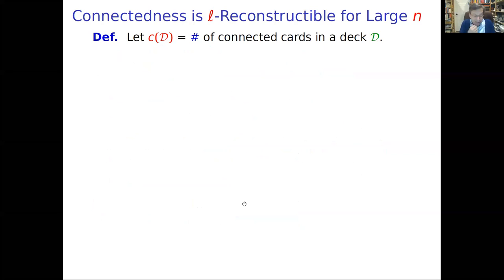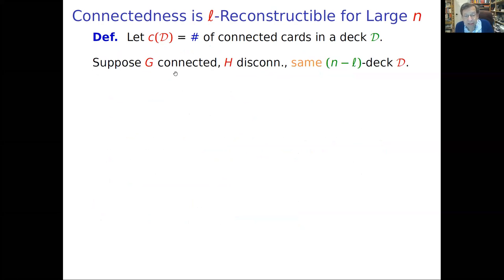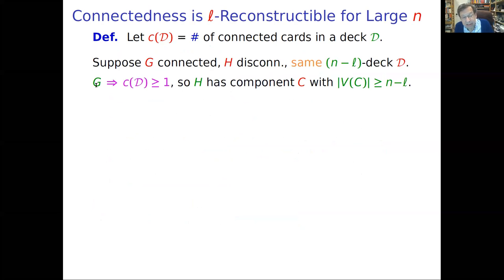What about connectedness? Well, I want to show you that connectedness is l-reconstructible when n is large. So let c(D) be the number of cards in the deck that are connected. And we suppose that we have a connected graph G and a disconnected graph H that have the same n minus l deck. Well, how could this happen? Since G is connected, there has to be at least one connected card. So that means that H, since it also has the same deck, will have to have a component with at least n minus l vertices.